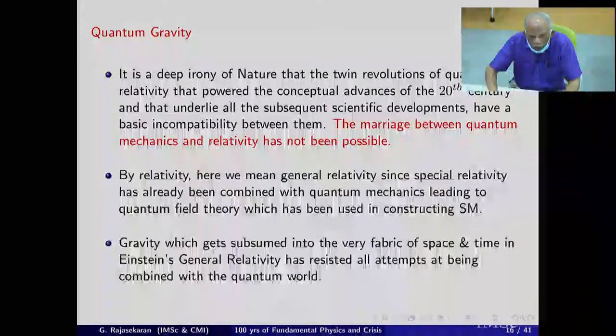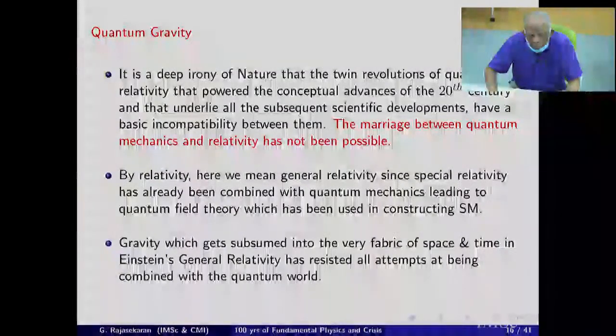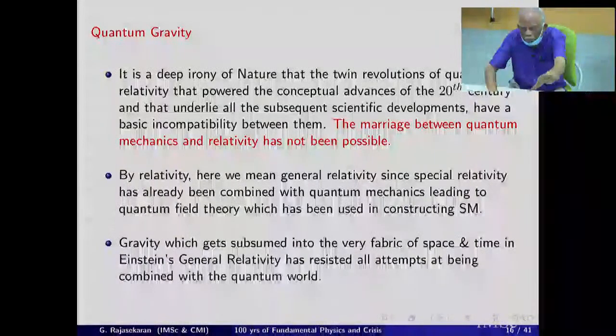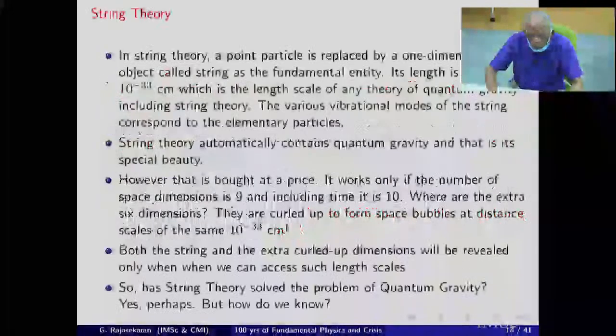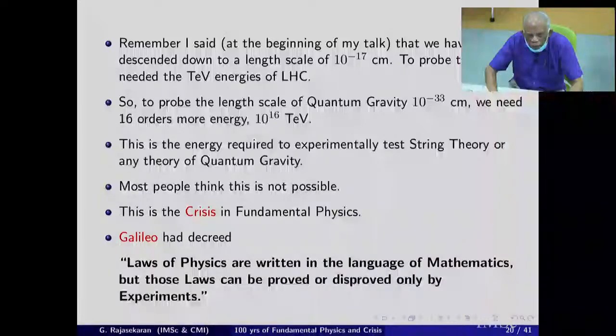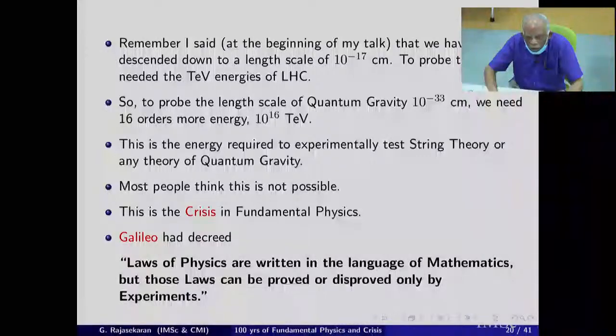In relativistic quantum mechanics, there is an inverse relationship, again another inverse relationship, between the length scale and the energy required to probe it. The energy required to probe a length scale L is proportional to 1 over L. I denoted only the E and L; you have to put h-bar and c to make the equation complete. Remember, I said at the beginning of my talk that we have descended down to a length scale of 10 power minus 17 centimeters. To probe this, we needed the TeV energies of the Large Hadron Collider. So to probe the length scale of quantum gravity, which is 10 power minus 33 centimeters, we need another 16 orders more energy, namely 10 power 16 TeV. That is the energy required to experimentally test string theory or any theory of quantum gravity.